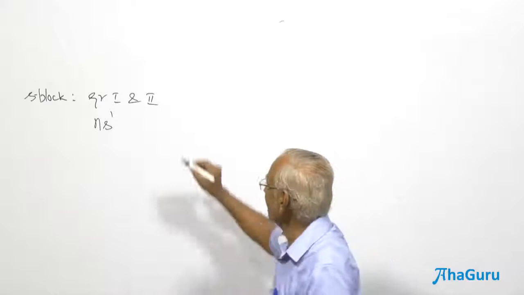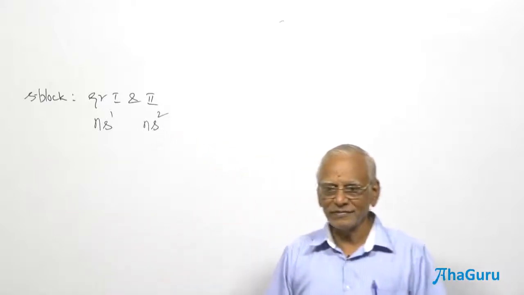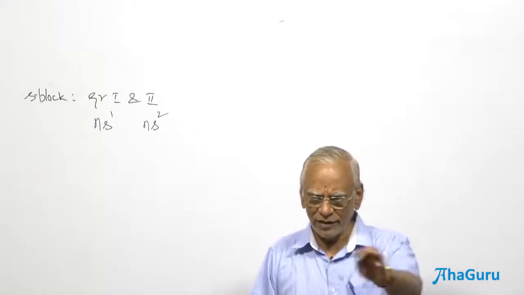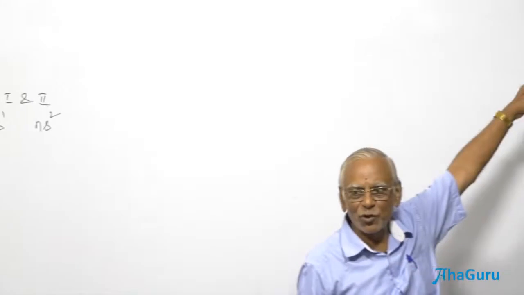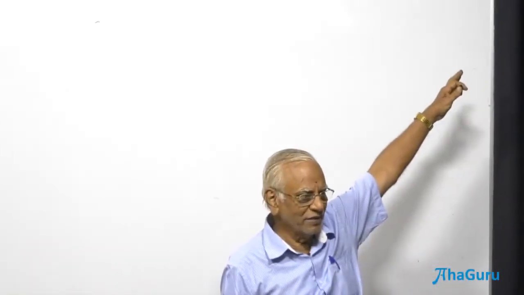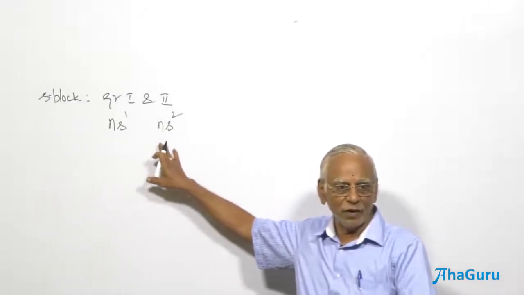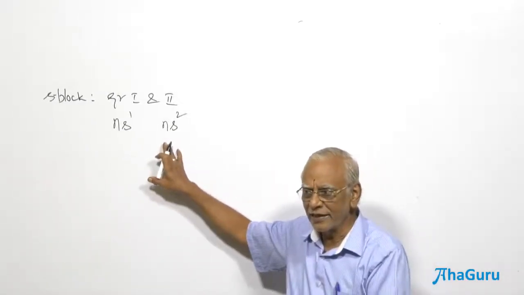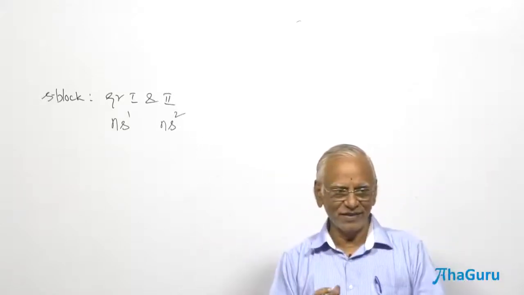ns1. And what should be the general electronic configuration of group 2? ns2. The first orbital cannot be 1s2. 1s2 lies here, helium, group 18. Isn't it? There is no element above the second period. What is the first element in the second period here? Beryllium. Please recall the periodic table.